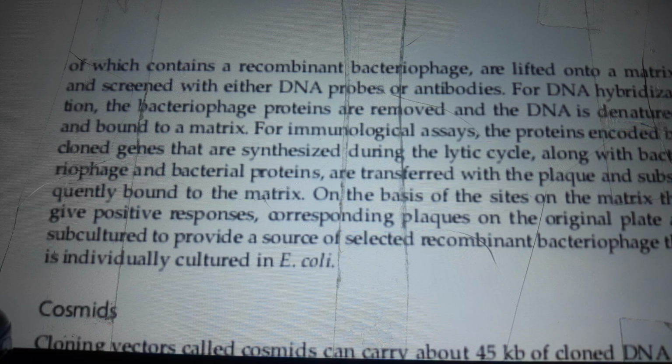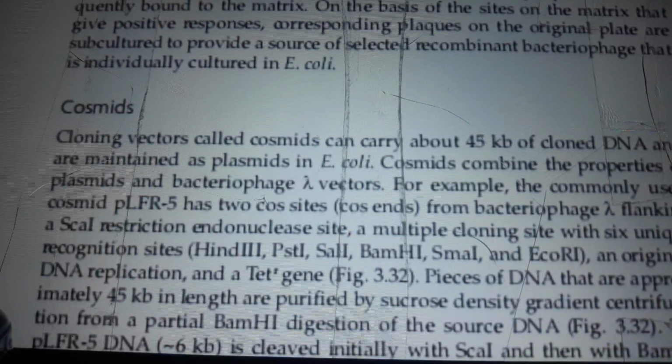Plaques, each of which contains recombinant bacteriophage, are lifted onto a matrix and screened with either DNA probes or antibodies. For DNA hybridization, the bacteriophage proteins are removed and the DNA is denatured and bound to a matrix. For immunological assays, the proteins encoded by cloned genes that are synthesized during the lytic cycle, along with bacteriophage and bacterial proteins, are transferred with a plaque and subsequently bound to the matrix. On the basis of the sites in the matrix that give positive responses, the corresponding plaques on the original plate are subcultured to provide a source of selected recombinant bacteriophage that is individually cultured in E. coli.